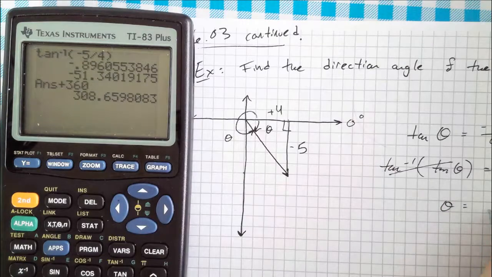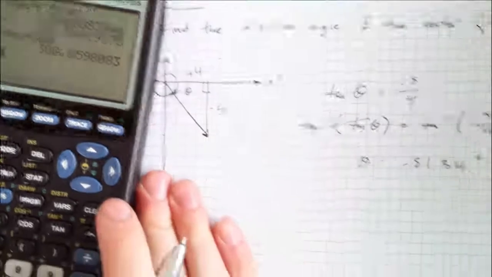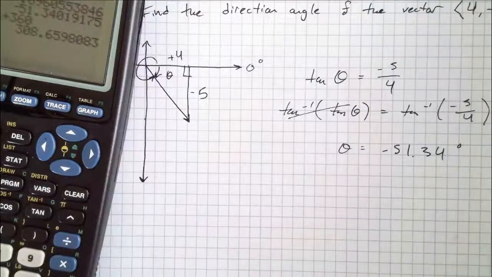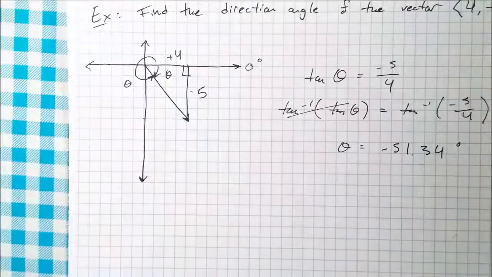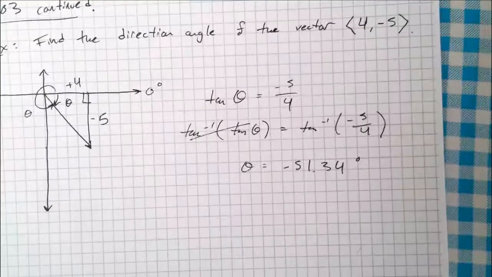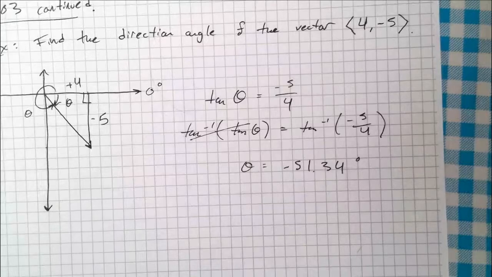Theta equals -51.34 degrees. We'll round that to the nearest hundredth of a degree. Okay, and that's it. We found the direction angle of our vector. And guys, really, it's just basic right triangle trig. So I hope this stuff is pretty straightforward for you. Okay.